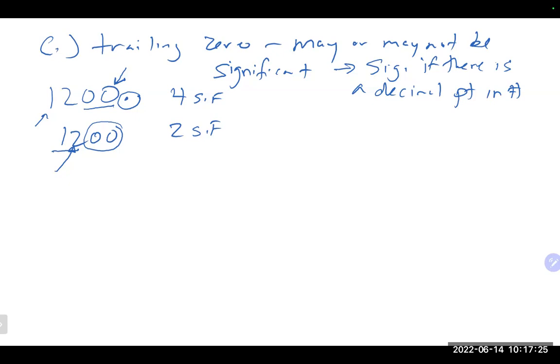And if you weren't paying attention, you just left a decimal off or dropped off some zeros, you obviously made your number a lot worse in terms of measurement. Any questions on counting significant figures?